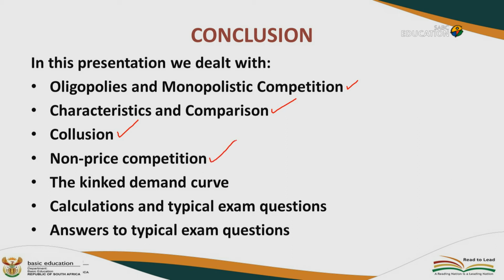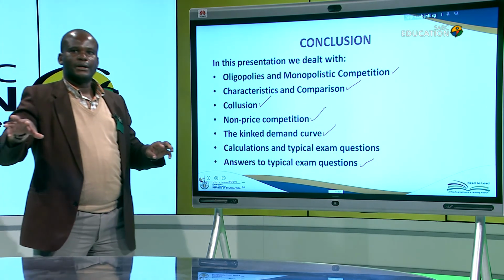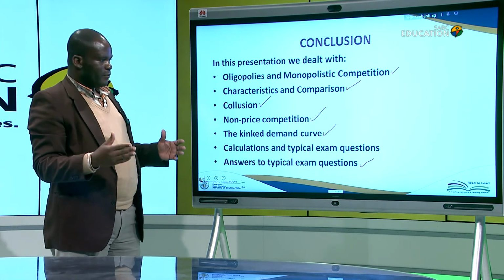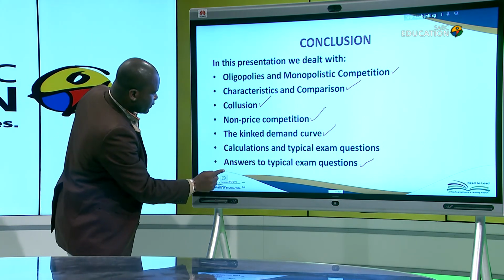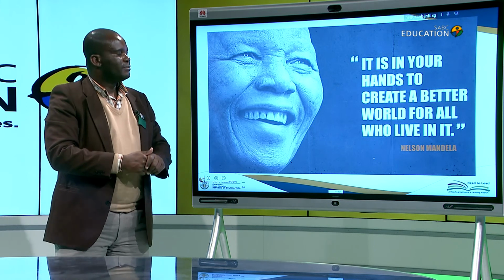We also did the kinked demand curve, the one that has got 2 sections, relatively elastic and relatively inelastic. We also looked at typical exam questions and their answers. We touched on a few questions under oligopoly and a few questions under monopolistic competition. So this takes us to the end of our presentation.